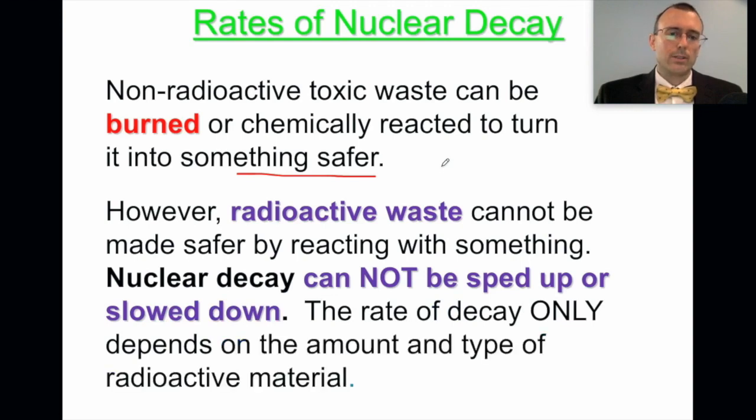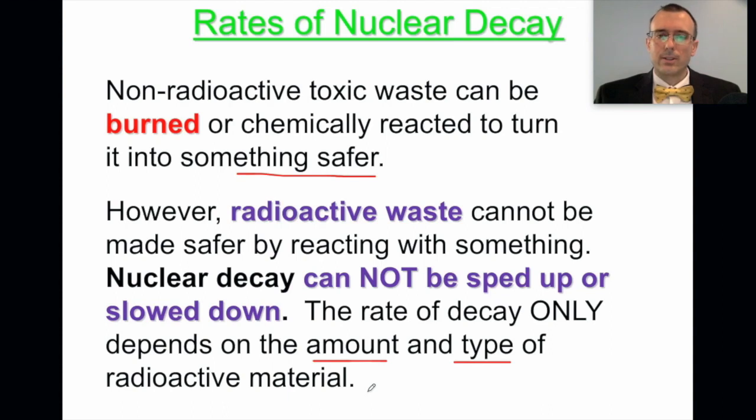Your nuclear decay of any kind of radioactive substance cannot be sped up or slowed down, let's say by heating it up, cooling it down, or reacting with something. No, instead, the rate of decay is only going to depend on the amount and the type of radioactive material that you have. And so you can't change it. It's always going to be radioactive until all of it has reacted and turned into some non radioactive element.